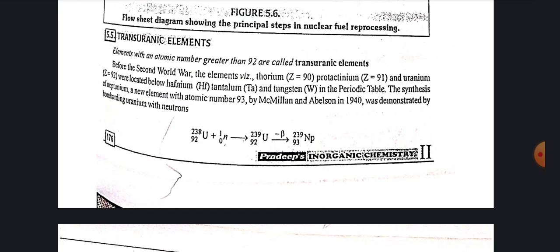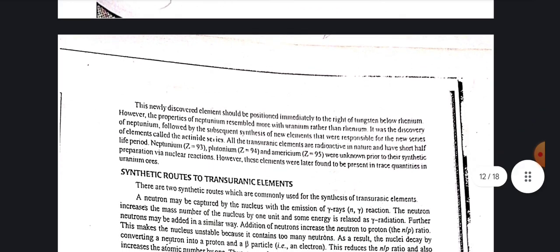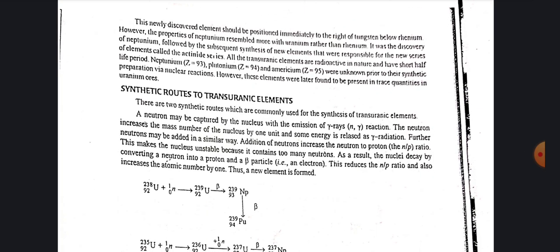Transuranic elements: elements with an atomic number greater than 92 are called transuranic elements. Before the Second World War, the elements thorium, protactinium, and uranium were located below hafnium, tantalum, and tungsten in the periodic table. The synthesis of neptunium, a new element with atomic number 93, by McMillan and Abelson in 1940 was demonstrated by bombarding uranium with neutrons. This newly discovered element should be positioned immediately to the right of tungsten, below uranium.